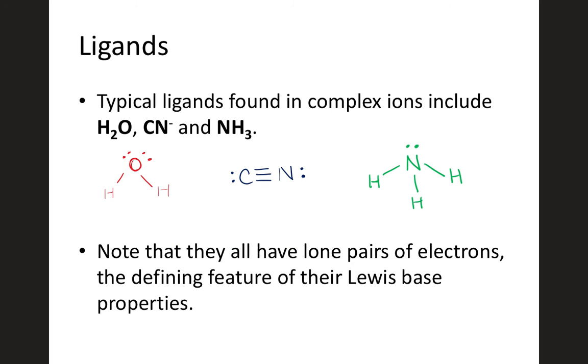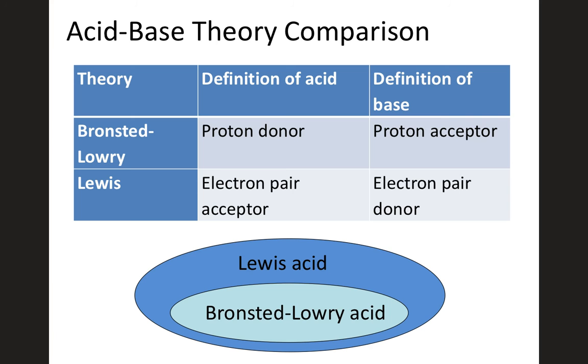So here are 3 of the most common good Lewis bases, or very good ligands. We have water, which has the 2 lone pairs on the oxygen. We have cyanide, which has a lone pair on both the carbon and the nitrogen. And then we have ammonia, which has the lone pair. If you remember the trigonal pyramidal structure of ammonia, that lone pair is pushed way out at the top of the pyramid, so it's very ready to bond. So we have all these lone pairs that are ready to go, ready to bond.